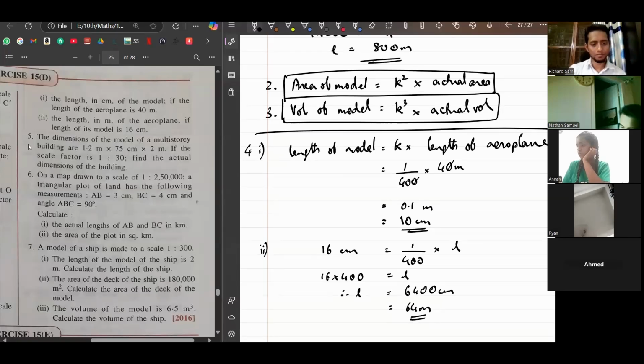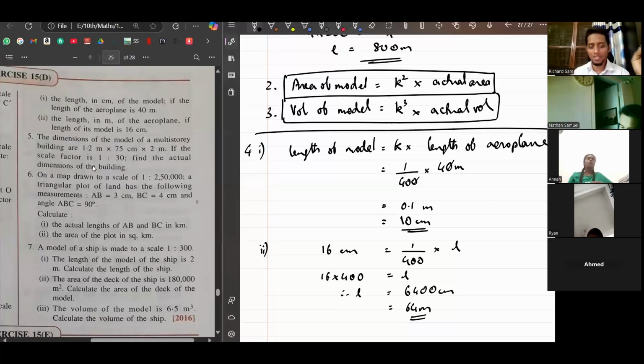Question number 5. Now here you have length, breadth, and height. Okay, and what are we finding? Actual length, breadth, and height. Are we finding volume? No. You're finding the actual dimensions, means you're finding the actual length, actual breadth, actual height. They're not saying find the volume.